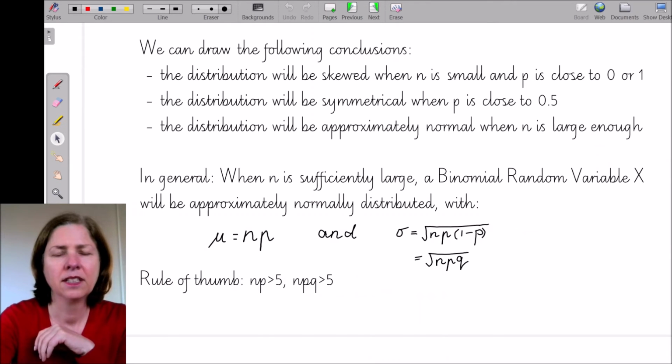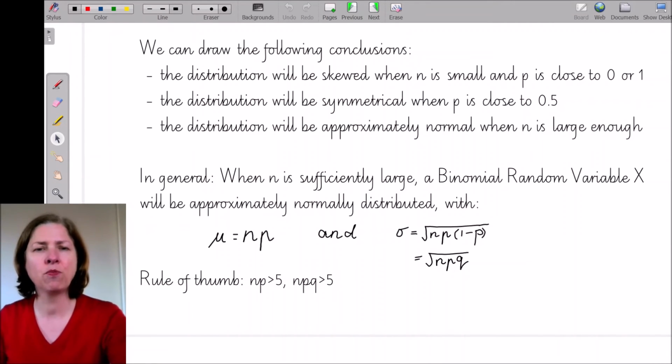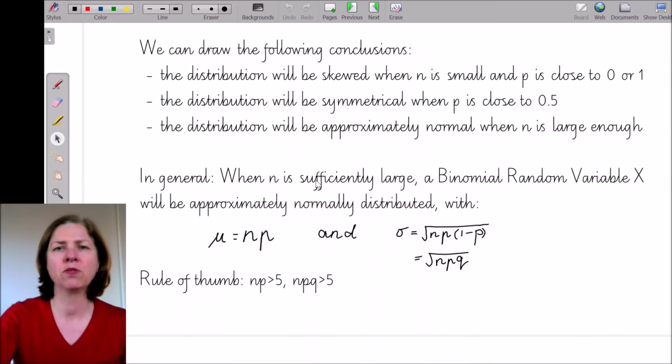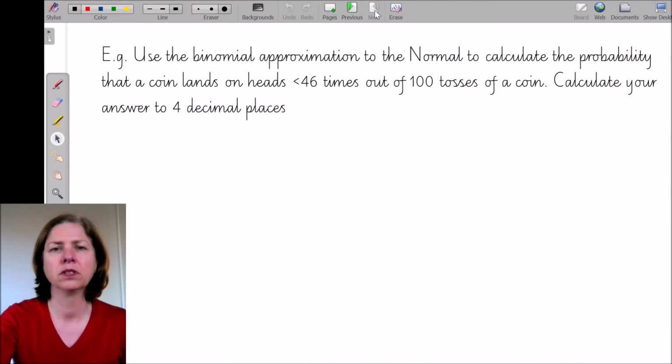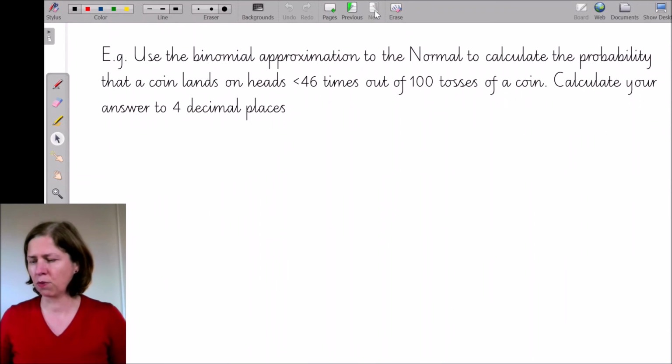Okay, so back to our notes. There's my rule of thumb then. NP needs to be greater than 5 and NPQ needs to be greater than 5. All we have left to do is one worked example. So I'm going to use this one.